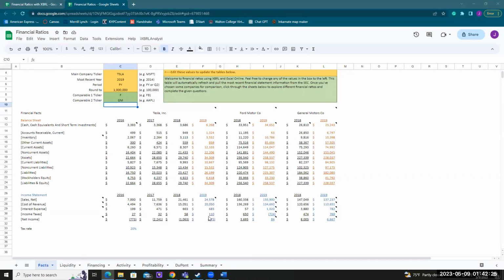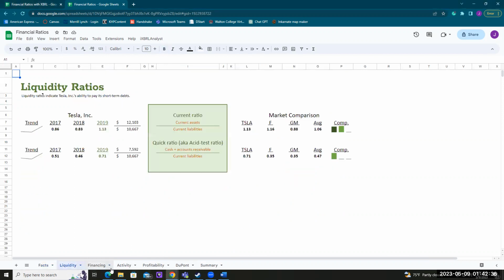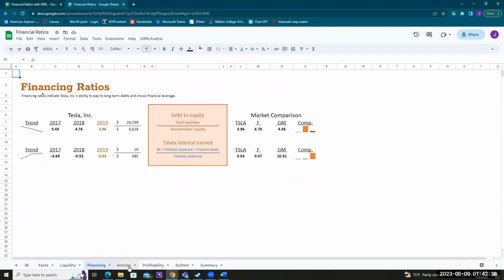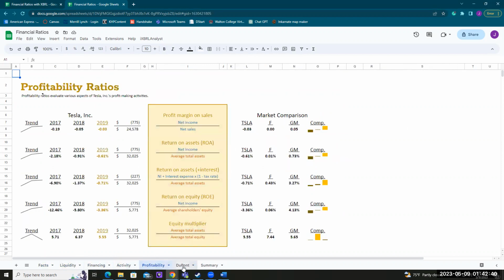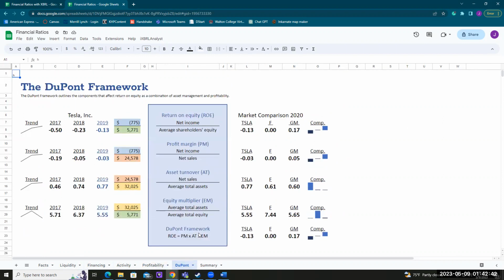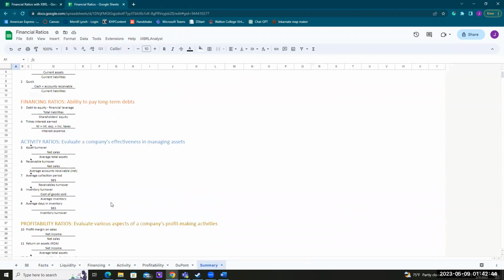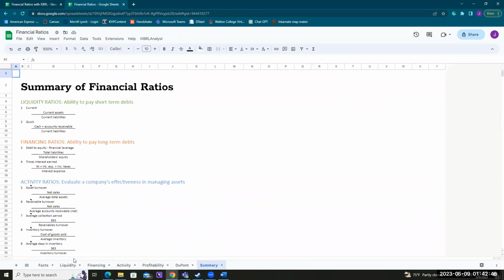All right, and now we're just going to go ahead and do some analysis between the three companies. We're going to mostly stick to 2018 and 2019 because this is what we have here for all three companies balance sheet wise. We can also see that we have liquidity ratios, financing, activity ratios, profitability, so some DuPont frameworks, and then just an overall summary of what the financial ratios are.